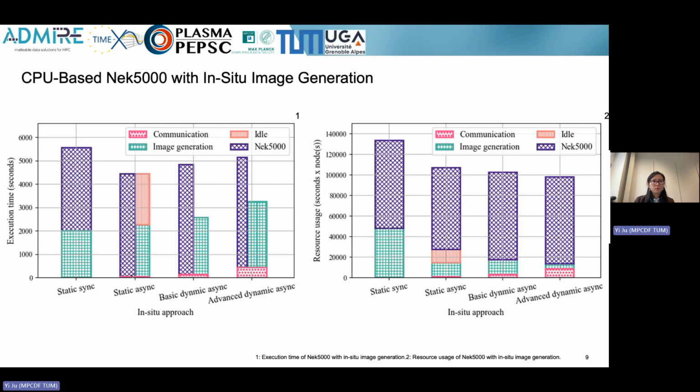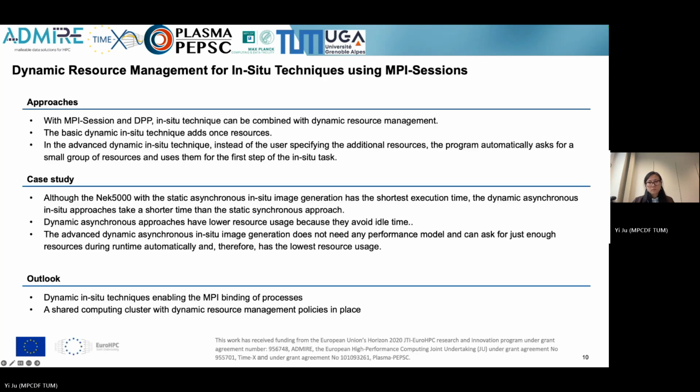But for the dynamic asynchronous approach, we start new nodes. So the simulation is on 18 nodes and image generation is on 6 nodes, which are started later. Okay, thanks. Good. More questions?